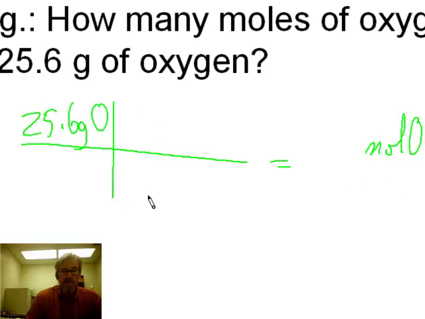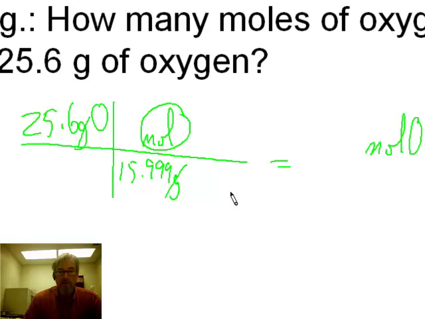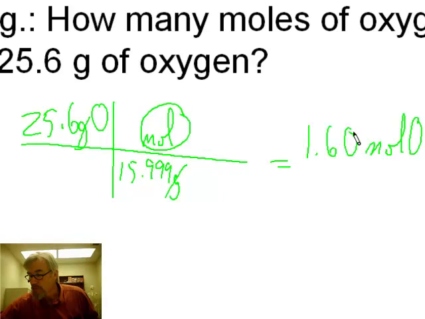Well, I know that oxygen is 15.999 grams per mole. That's just the molar mass. How many grams per 1 mole? By putting the grams on the bottom, I cancel that unit off, and that leaves me with moles of oxygen, which is what I want. My answer is 1.60 moles of oxygen are in that many grams.